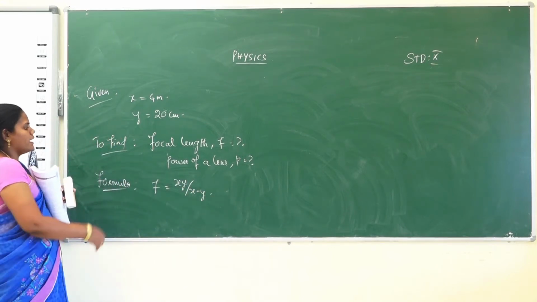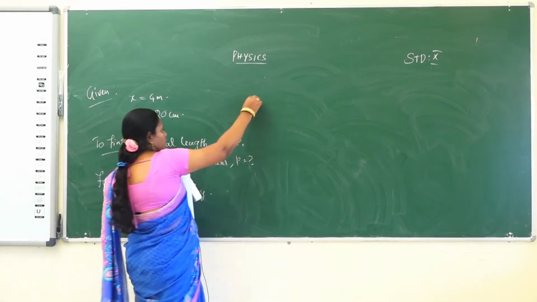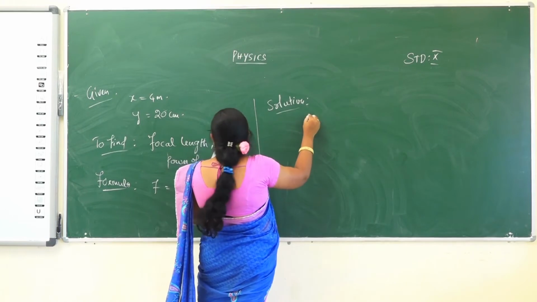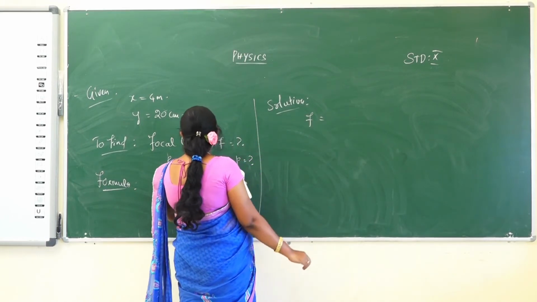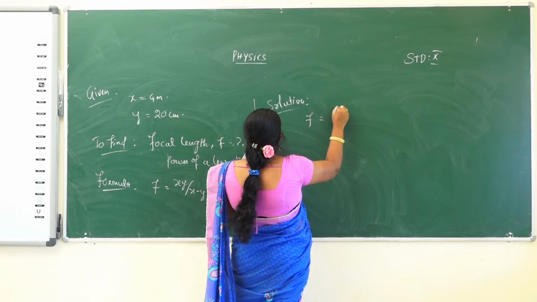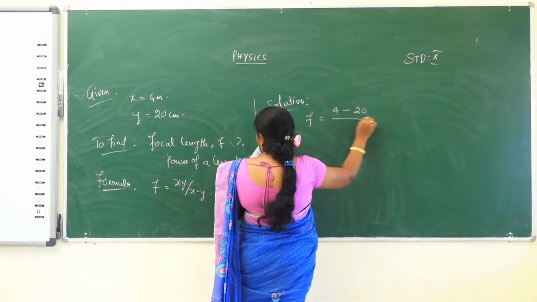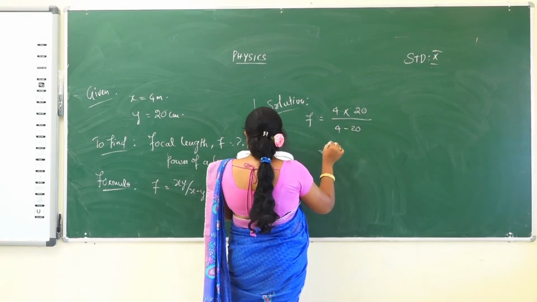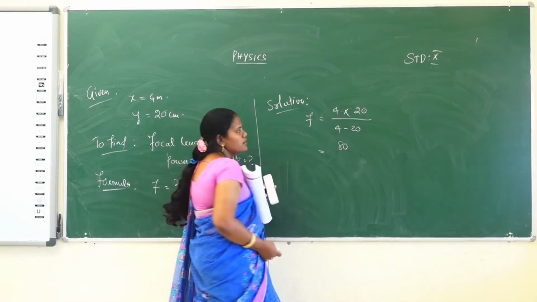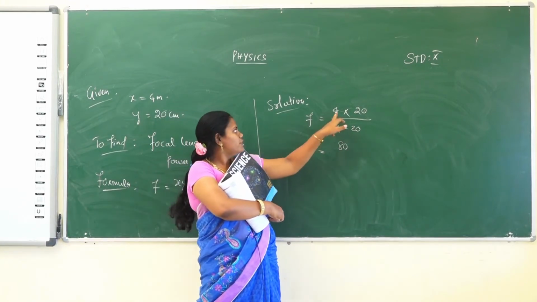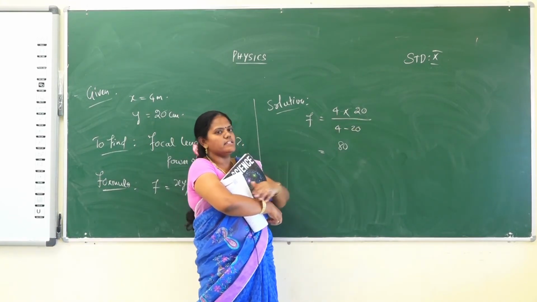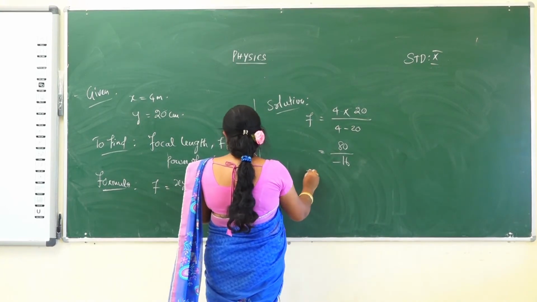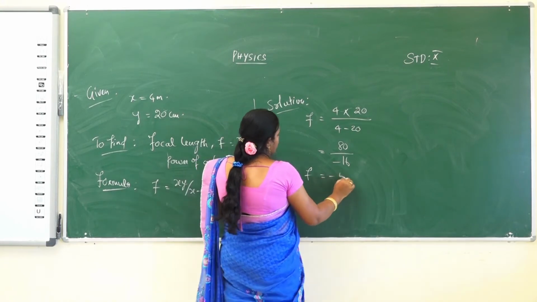So xy by x minus y, you have to substitute the x value and the y value. Focal length f is equal to xy by x minus y, so 4 into 20 by 4 minus 20. 4 into 20, that is 80. Then 4 minus 20, that is minus 16. You have to divide it, and focal length f is equal to minus 5 meter.